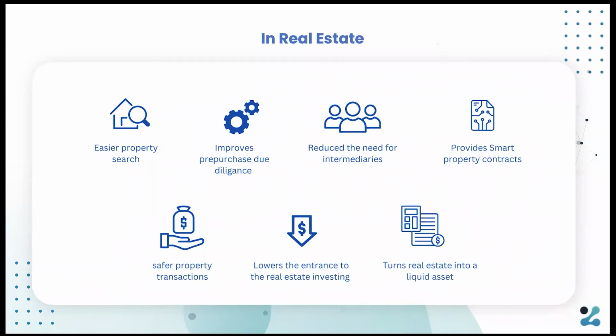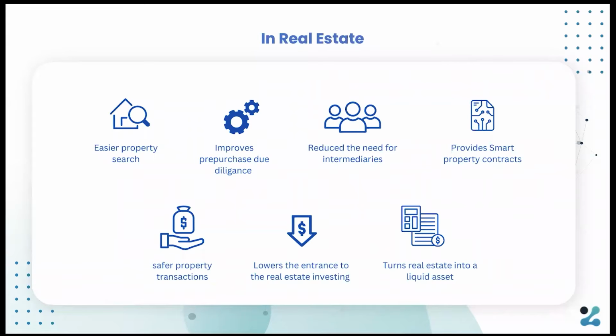Hence, safer property transactions, because you don't have to worry about whether the transaction is valid or not. The ledger would ensure so. The validation will ensure so. And you don't have to worry about fraudulent activities, which is specifically what happens in real life if the transactions are taken care of by smart contracts, or further achieved through smart contracts.